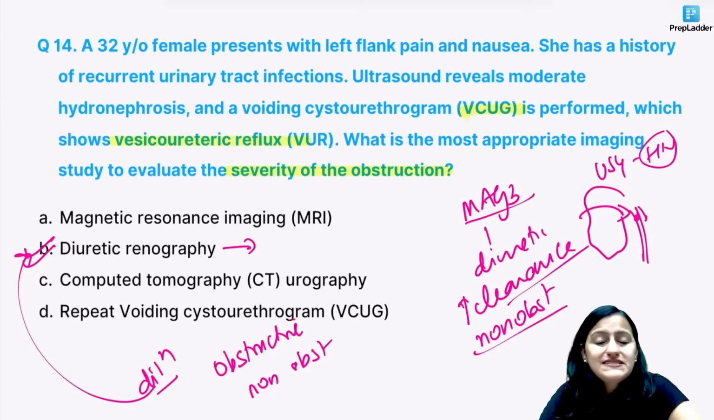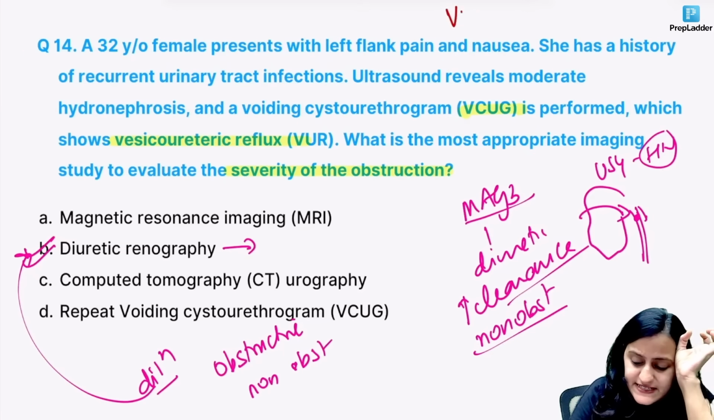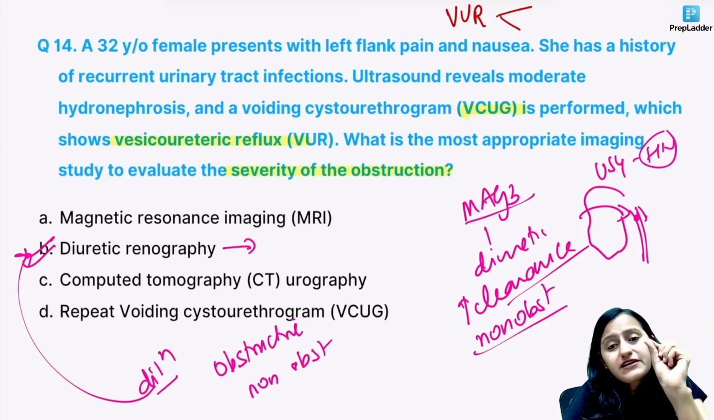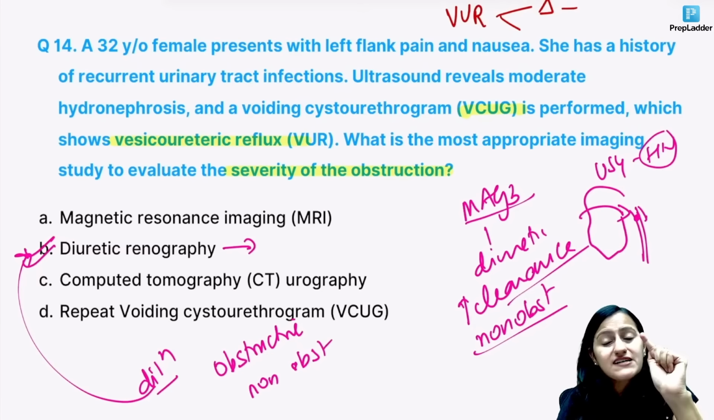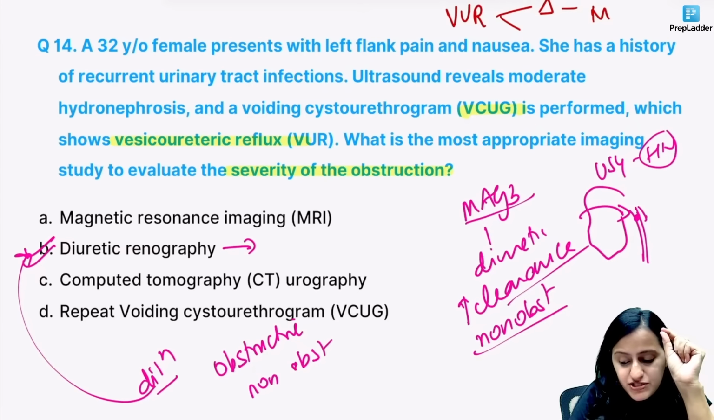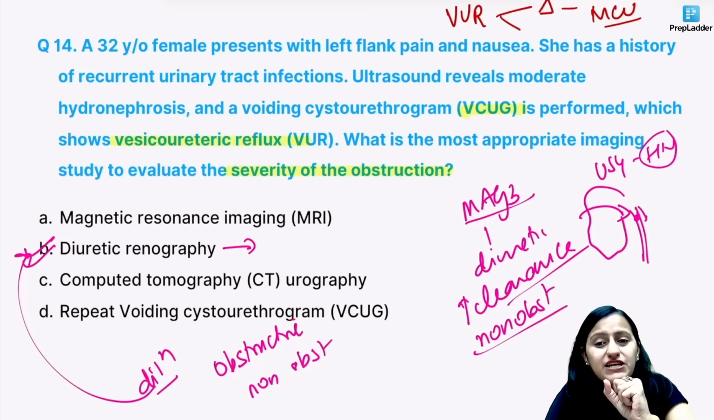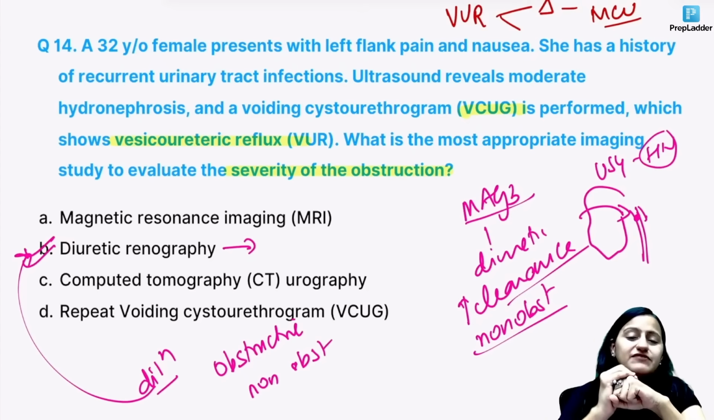The role of VCUG in VUR is to tell you whether there is a reflux or no reflux. So understand that in a patient of vesico-ureteric reflux, if you want to make a diagnosis, you want to prove that there is reflux, then what investigation? Then VCUG, that is MCU, micturating cystourethrogram. When the patient micturates, then you would see the reflux happening.